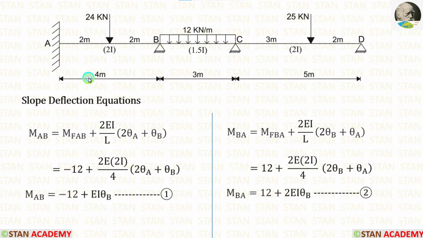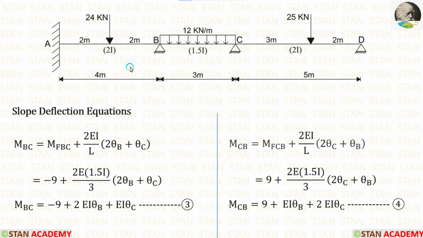In the span AB, length is 4 meter. Let us apply. The moment of inertia is 2I. So instead of I, we have to apply 2I in both of the equations. Finally, we are getting two equations.